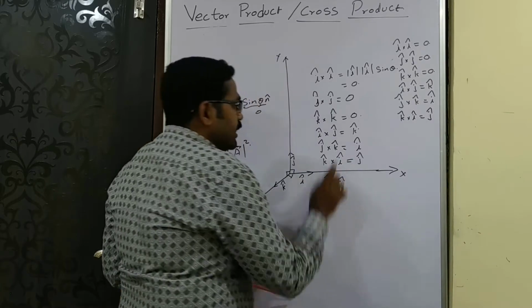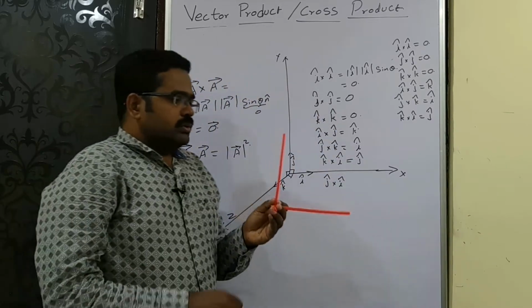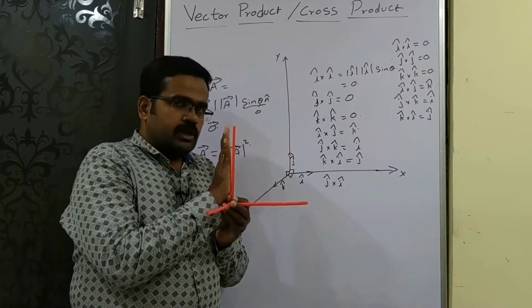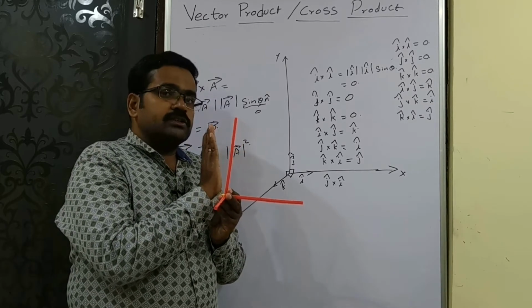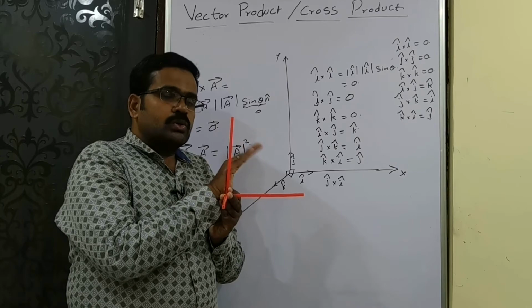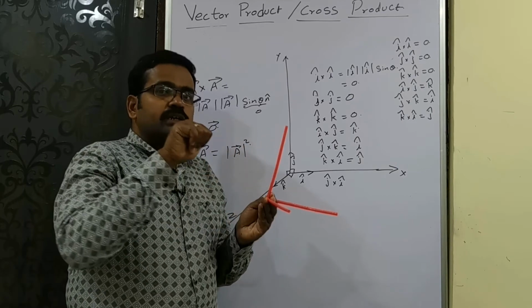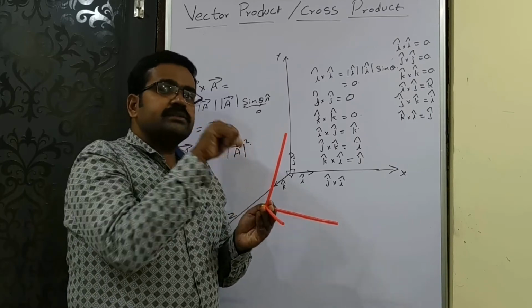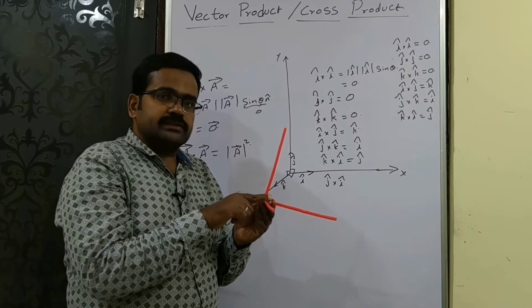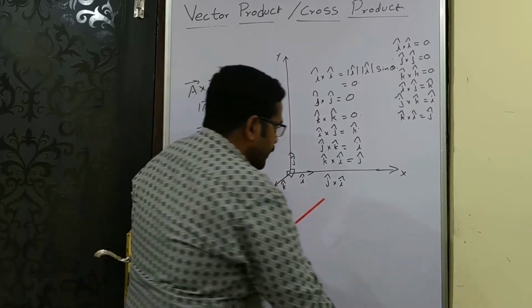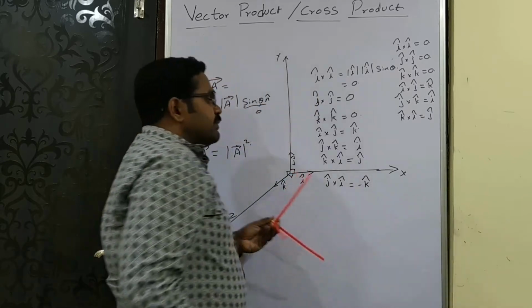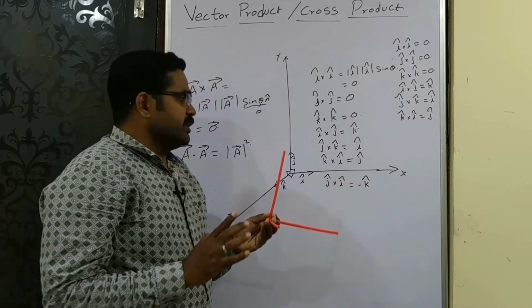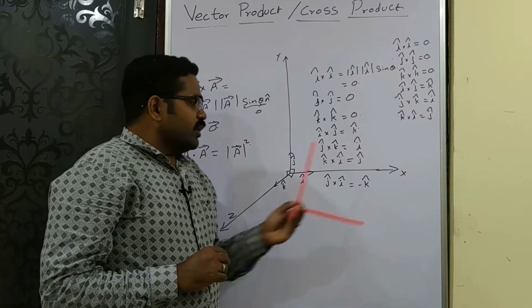Now what is j cap into I cap? So I am placing my palm along y-axis. I am closing it towards x-axis. That is unit vector j to unit vector I. Now what is the direction of my thumb? It is negative direction of z-axis. That is minus of k cap. You need to remember this. This is very important concept. You have to remember this. So negative of k cap.